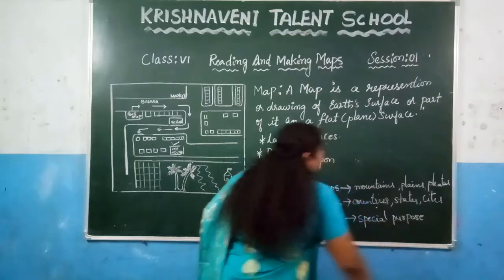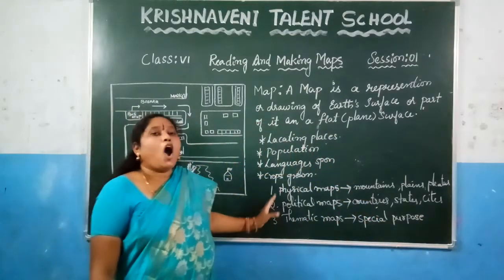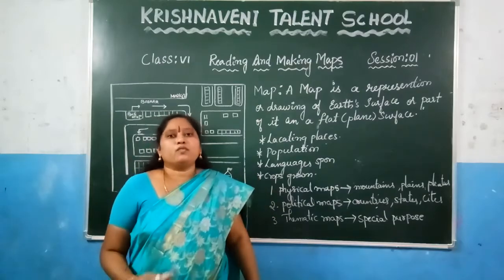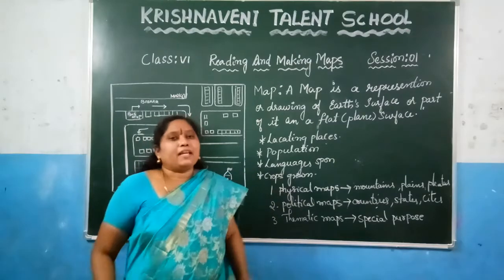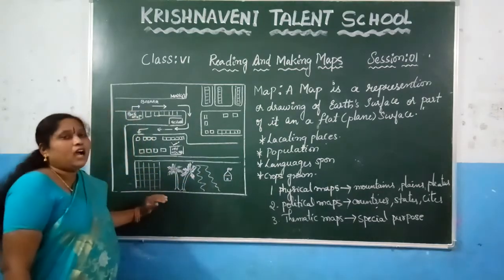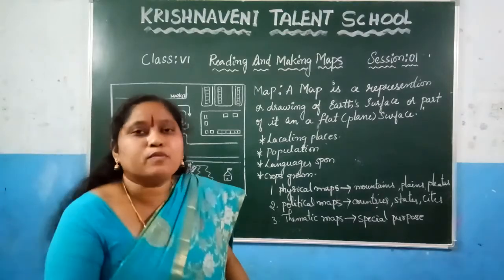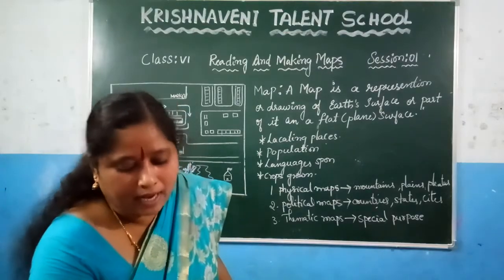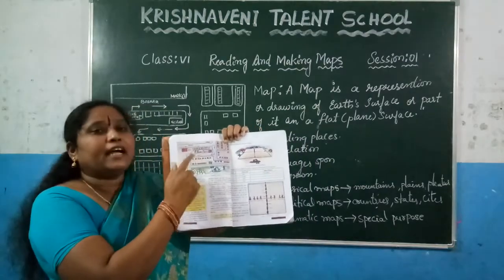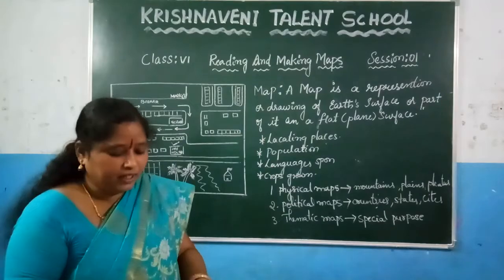Now, after seeing the different kinds of maps, let us see how to make maps. What are the important things which are necessary for making maps? Before going into that topic, let us see a small activity which is given in your textbook. Kindly observe page number 1.1. This is the map which is given in your textbook. Kindly observe the map. Let us see this activity.